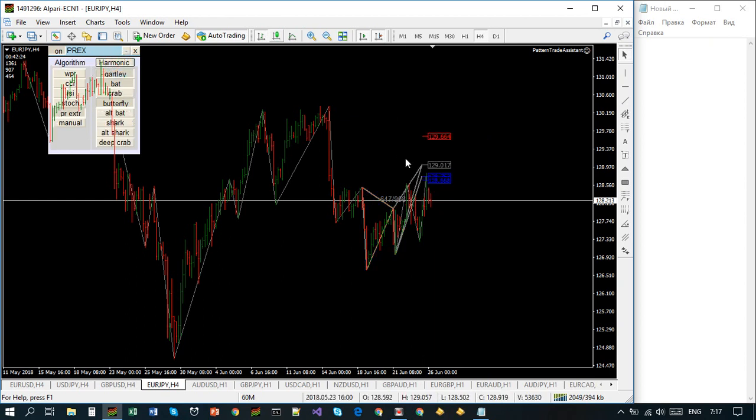Okay, as for this butterfly that is setting up and price is heading to this butterfly, according to my rules, it is already invalidated because the C to D leg is not one swing, it is already 1, 2, 3 movements.